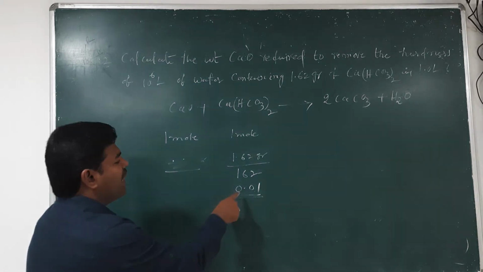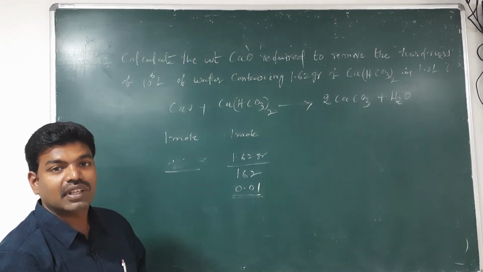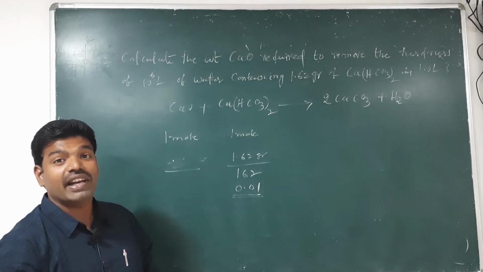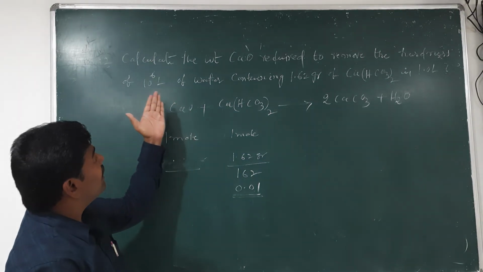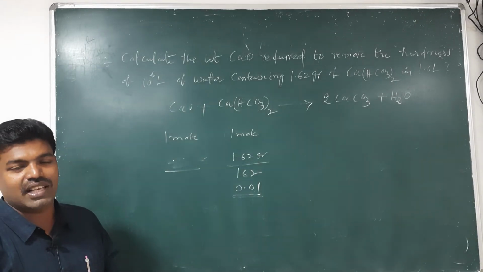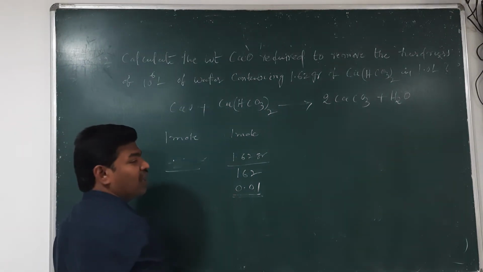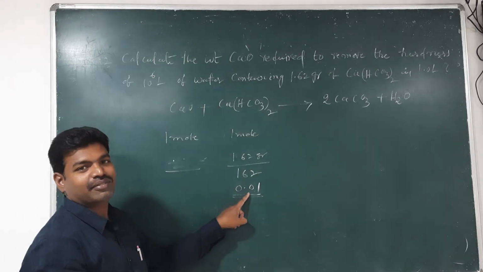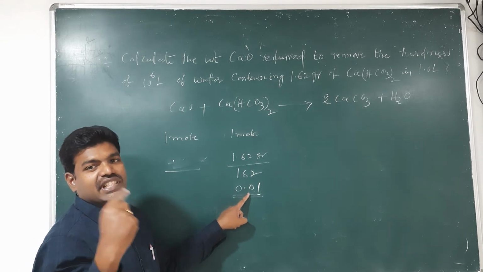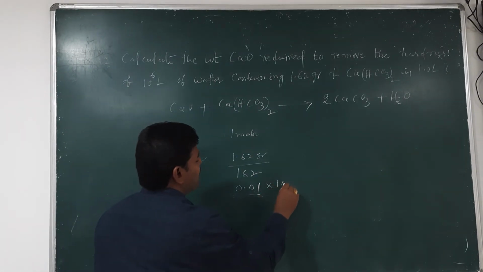Okay, so 0.01 moles of calcium oxide reacts with 0.01 mole of calcium bicarbonate. Okay, already it is for 1 liter. But here they asked us to calculate for 10 power 6 liters. So we should multiply the number of moles for 1 liter, 0.01 mole, with 10 power 6 liters. Okay, so you should multiply with the 10 power 6 liters.